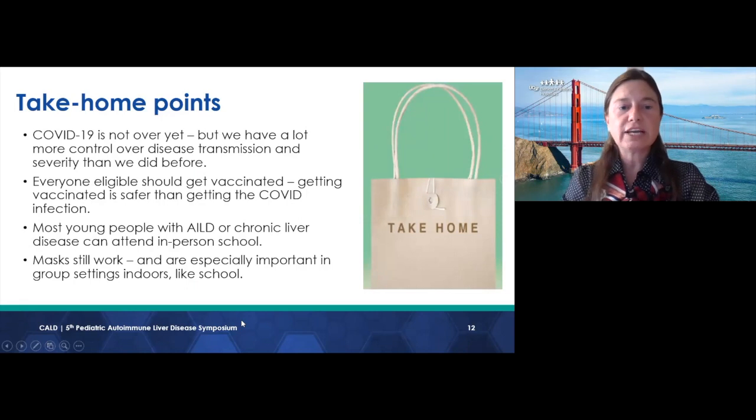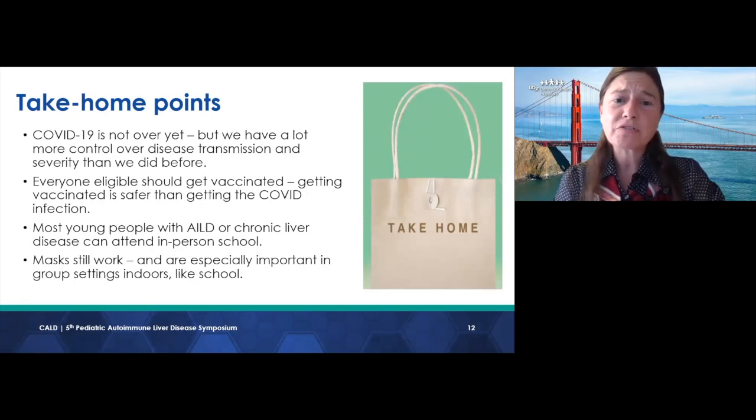So in conclusion, a few take-home points. COVID-19 is not over yet, but we do have a lot more control over disease transmission and severity than we did before, both at the individual and the community level. Everyone eligible should get vaccinated as soon as possible. Getting vaccinated is much safer than getting the COVID infection.